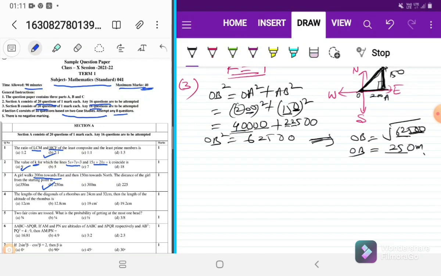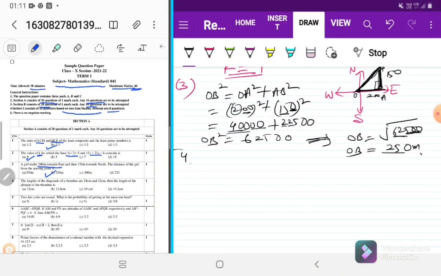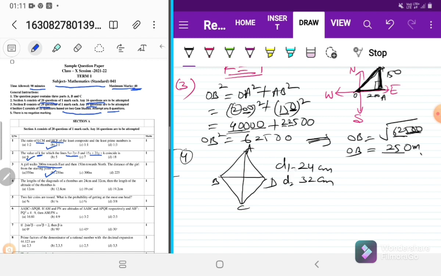The length of the diagonal of a rhombus. This one is a little bit tricky question, a little bit lengthy. It is an MCQ but lengthy. So the lengths of the diagonals of the rhombus are 24 and 32. First we'll make the rhombus. A rhombus is one in which all the sides are equal. So we'll make rhombus A, B, C and D. These two are the diagonals, which are 24 centimeter and 32 centimeter. These are the D1 and D2 diagonals. One is 24. If D1 is AC, then the other diagonal is BD.